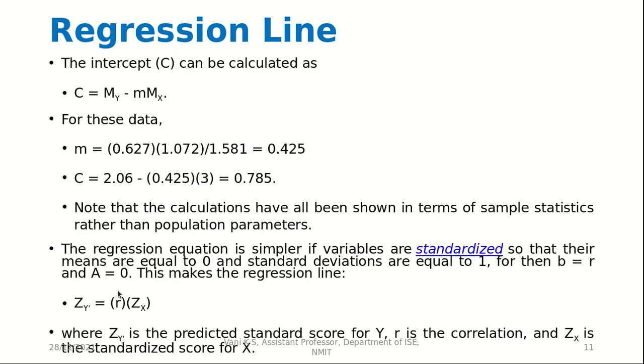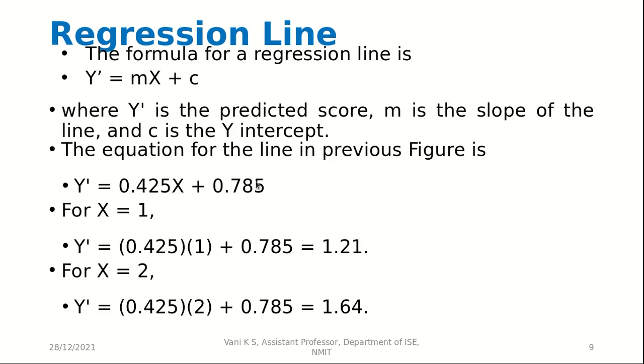Then the intercept is calculated by mean of y minus slope into mean of x. Now for this particular data, we can say that the slope is 0.425 and the intercept is 0.75. We can see here as well.